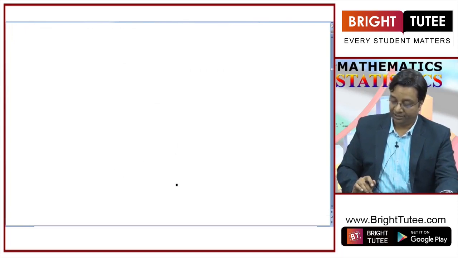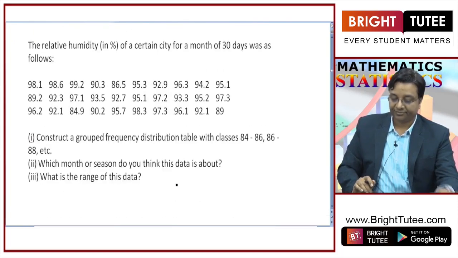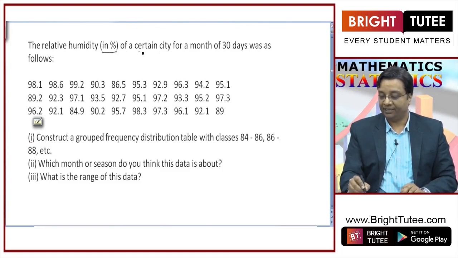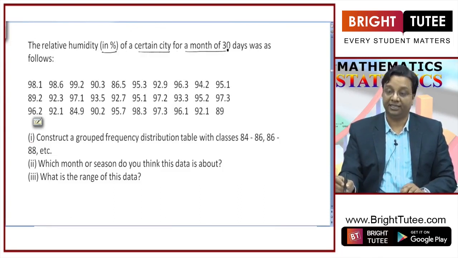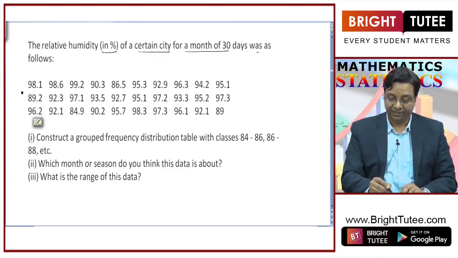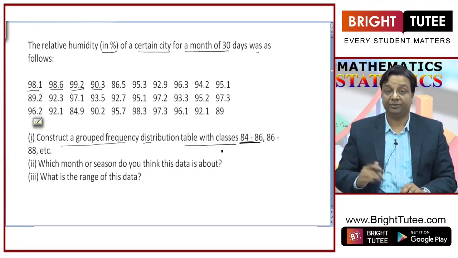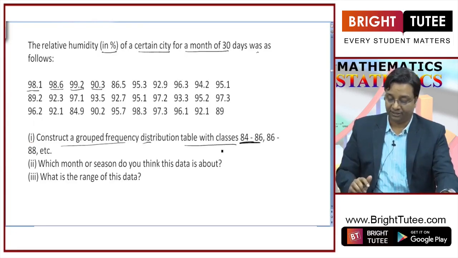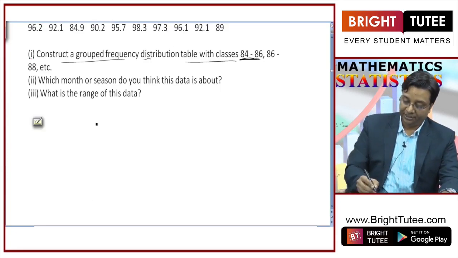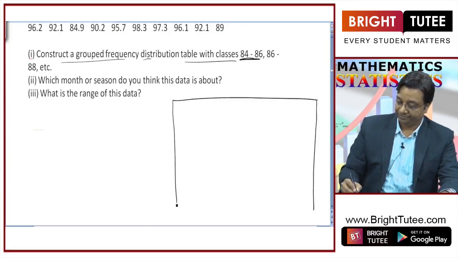Let us move to the next one. The relative humidity in a certain city for a month of 30 days was as follows. So these are the relative humidities in percentage. Construct a grouped frequency distribution table with classes as 84 to 86, 86 to 88, etc. So let me form this class distribution table.